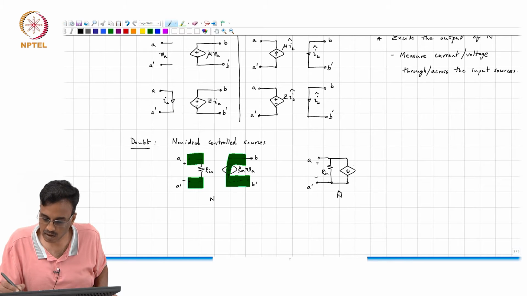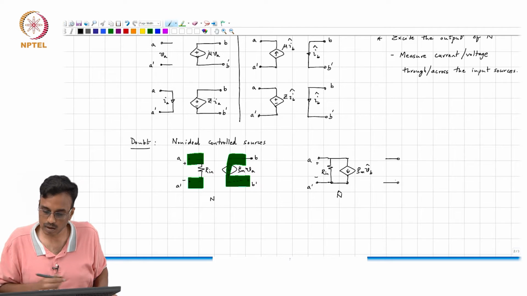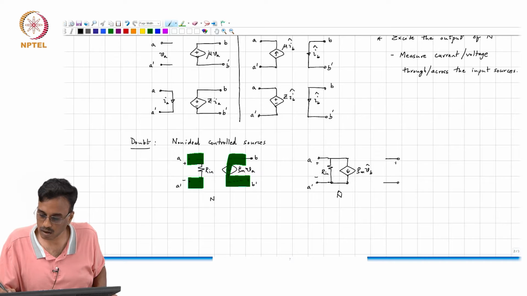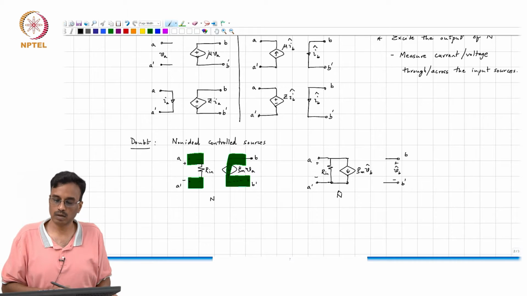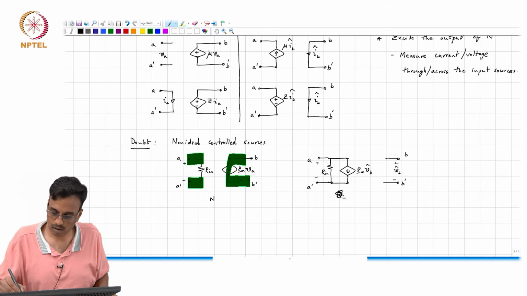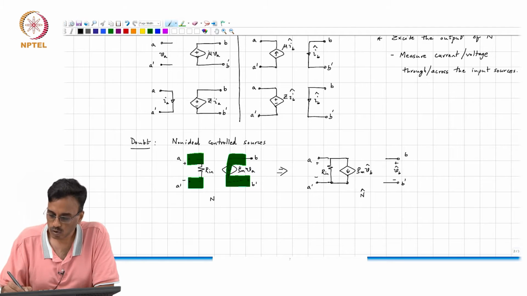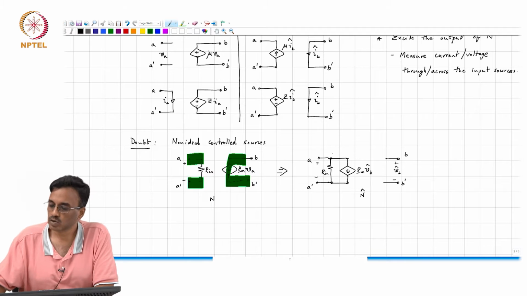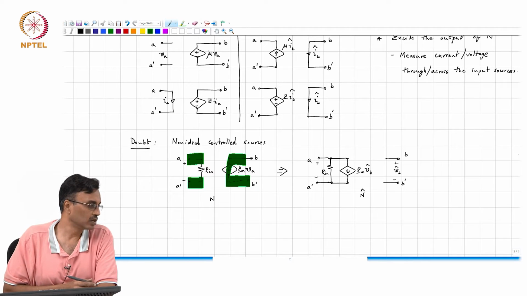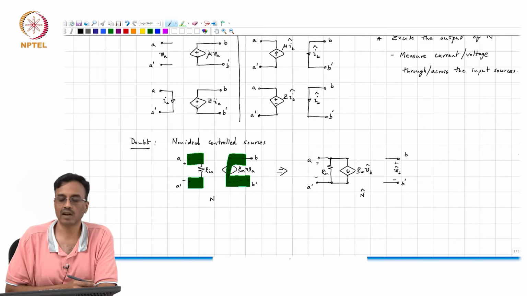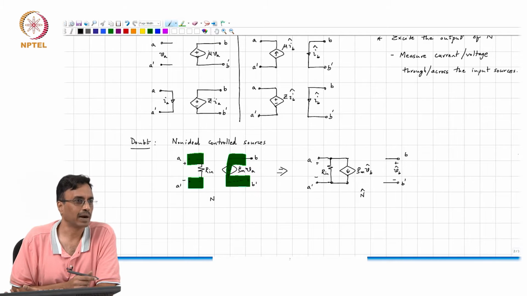So this will be Rn, this will be Gm times Vb hat, and this will be Vb. Is that clear? So, okay. So the inter-reciprocal network, therefore, is a way of exploiting reciprocity that works in all practical situations.